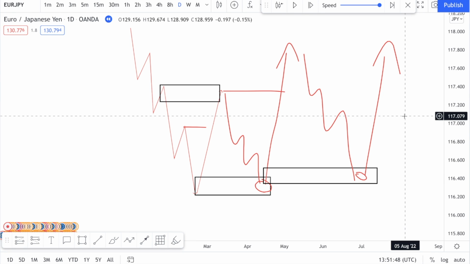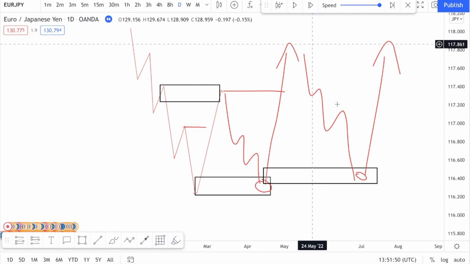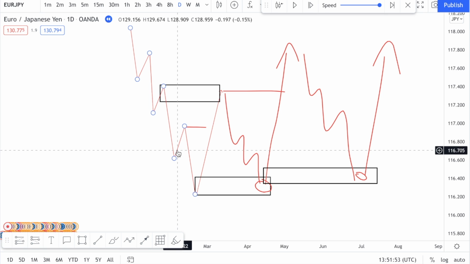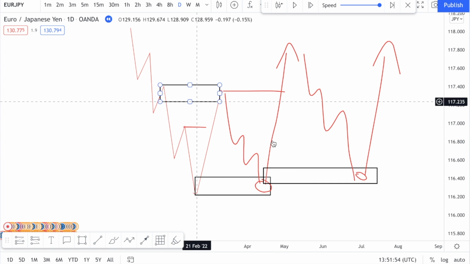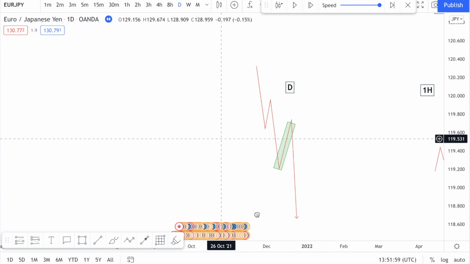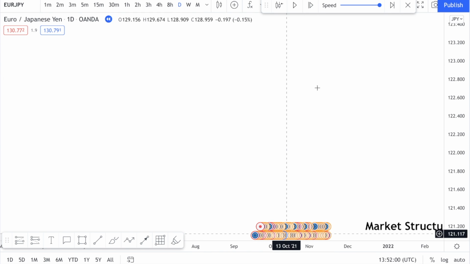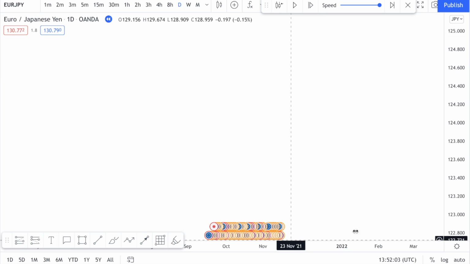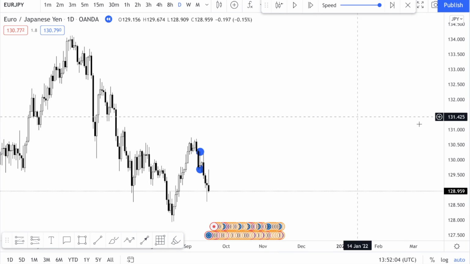Now I understand no matter how messy I make these lines, the markets, the charts are not going to be like this. So I'm just going to jump onto the charts and show a quick example. If I can find it, there we go.